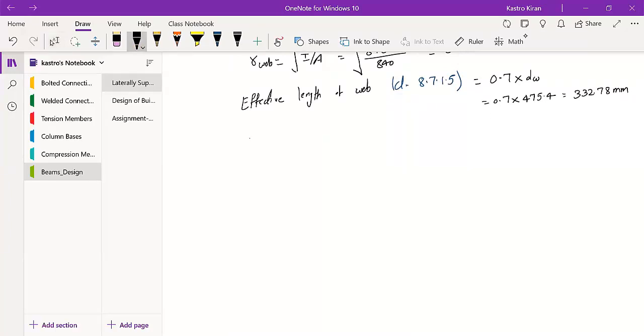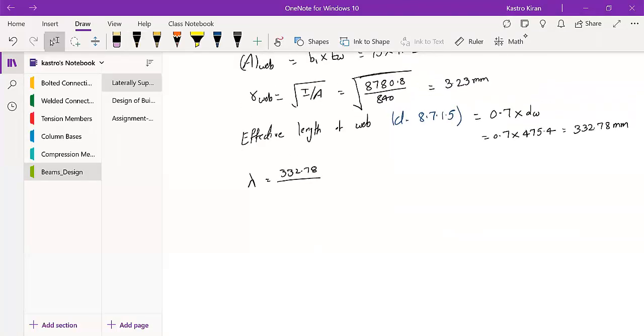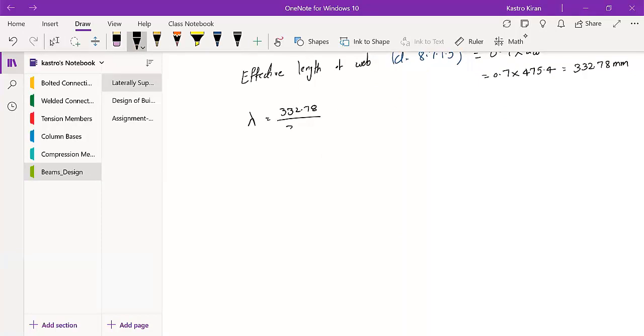Now you need to calculate the value of slenderness ratio. You know the slenderness ratio, lambda equals KL by R. Here the L value is taken as 332.78. The K value you can take as 1, since you don't know the end condition. So 332.78 upon the R value. What is the R value? It is 3.23. Remember, this entire thing we are solving for the web, not for the entire section. So it will be 102.9.